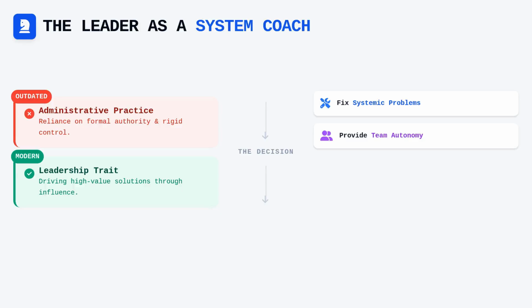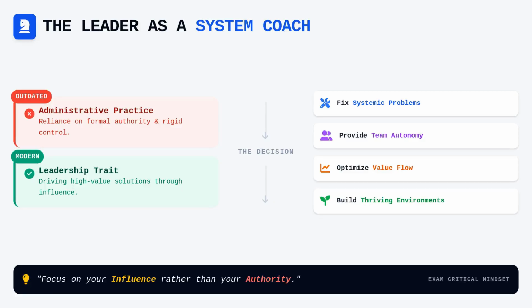Remember to keep the focus on the flow of value and the necessity of building an environment where workers can thrive. As you move forward into the next sections, keep this mental model of the leader as a system coach firmly in your mind. This perspective provides the context needed to understand why specific ceremonies and roles function the way they do within the framework. By focusing on your influence rather than your authority, you become an indispensable part of the team's ability to produce high-value solutions.